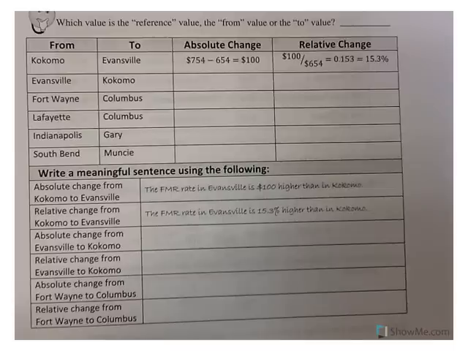And now we're still on page 107, but now this is the part that I really like. When you're looking at years, it's very easy to tell new and old, right? The new is the most recent year, the old is the older year. But when you get to cities, I'm going from Kokomo to Evansville. Well, how do you know what's new and old?